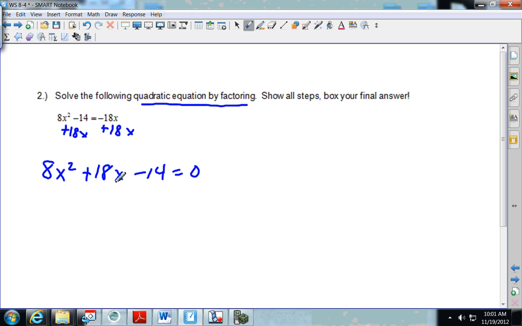Now that it's set equal to 0, I'm going to pull out a GCF. What is the GCF out of these three? Should be a 2. So I'm going to pull out the 2. And I get 8 divided by 2 is 4x squared. 18 divided by 2, 9x. Negative 14 divided by 2, negative 7. Now this is what we are going to factor.